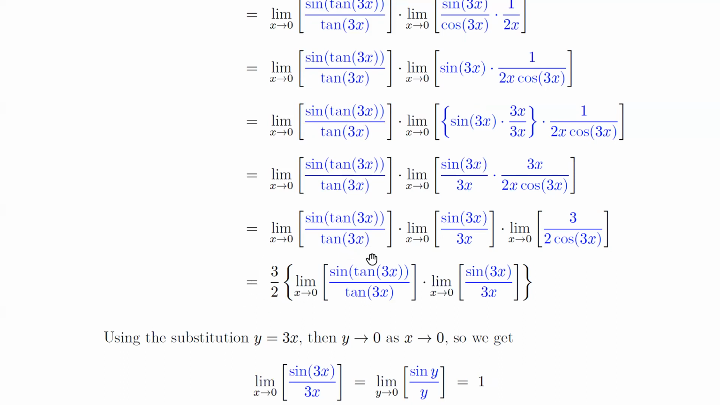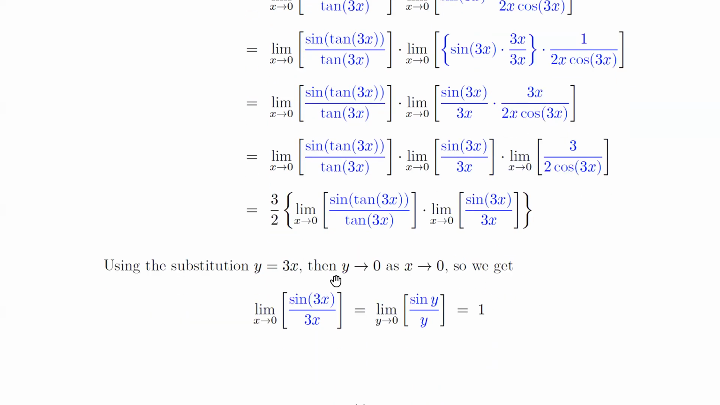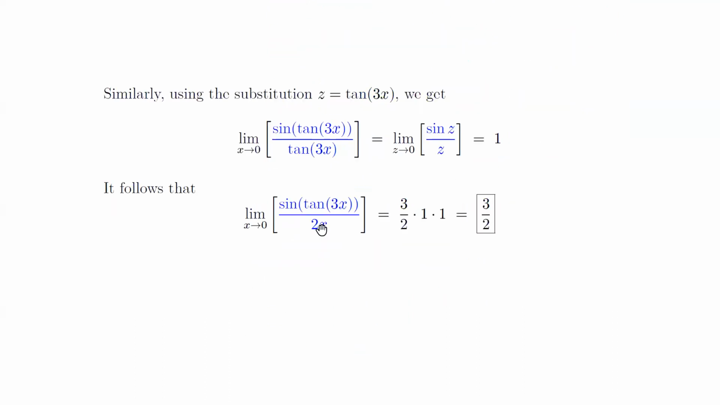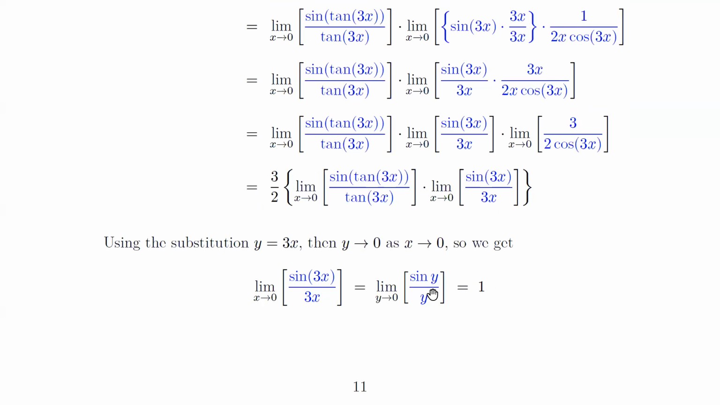So the last thing we need to do is work out this limit and this limit. We can start with the easier one, sine 3x over 3x. So we let y be the thing inside here. So y is 3x, and as x approaches 0, 3x approaches 0, so y will approach 0. So our limit is just going to be this, which from the theorem says that is 1.